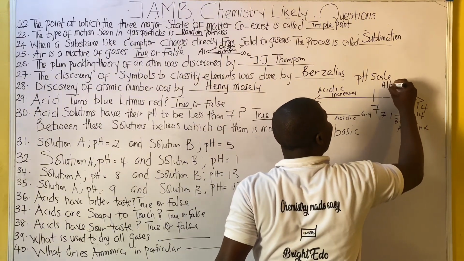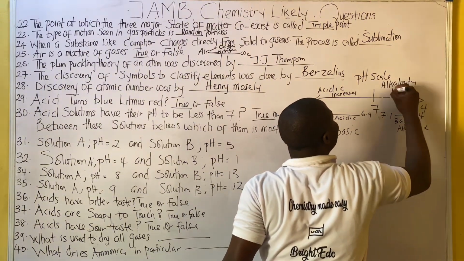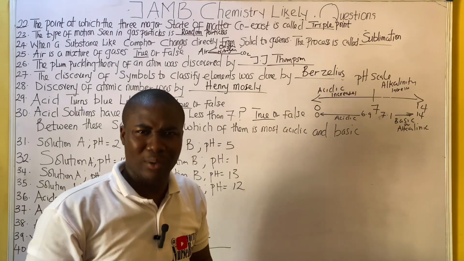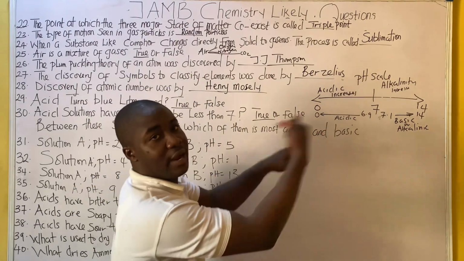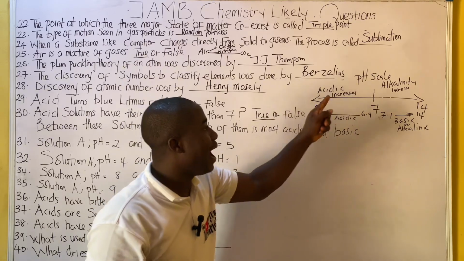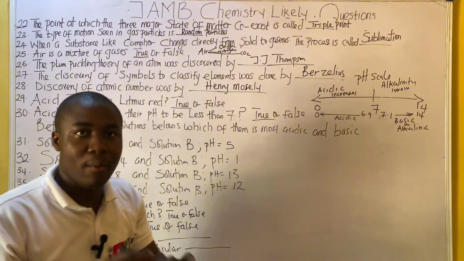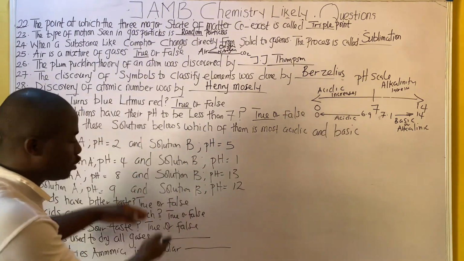Your alkalinity increases as well, which has to do with the basic property of that compound. Are you there? So as you go towards 0, acidity increases. As you go towards 14, alkalinity also increases. So with this information, let's solve all of these practice questions below.